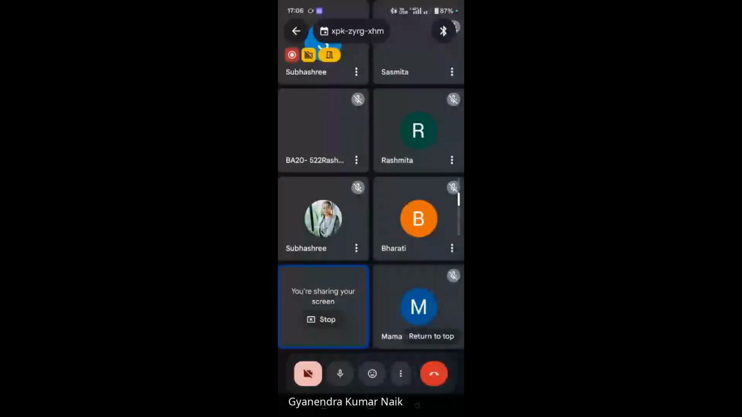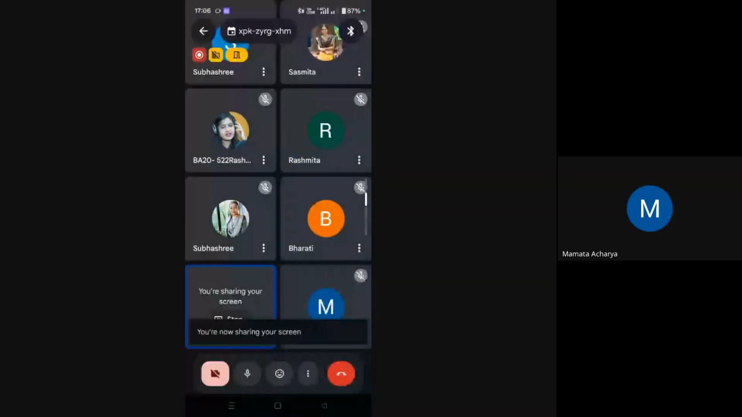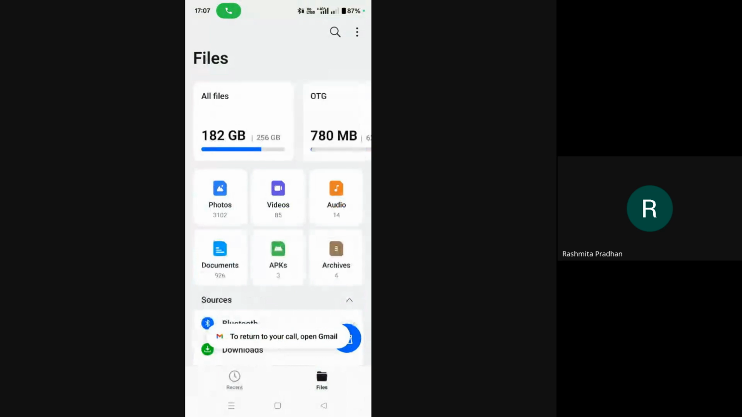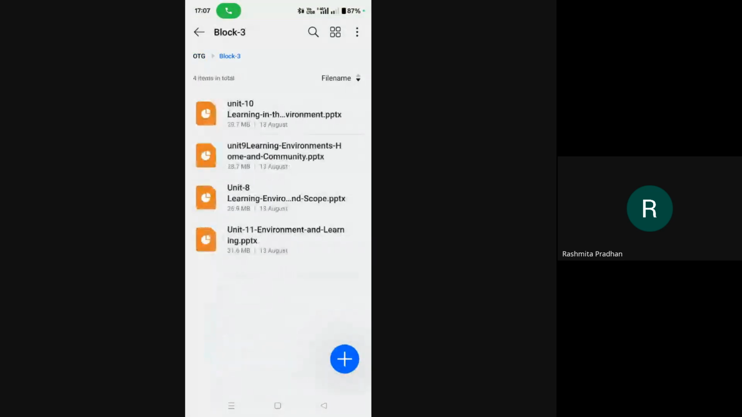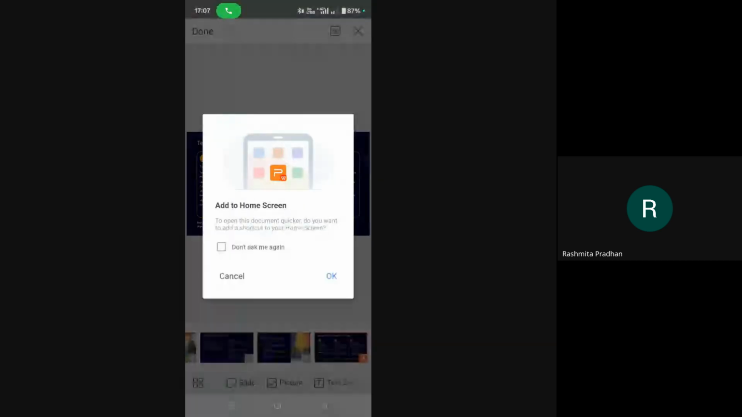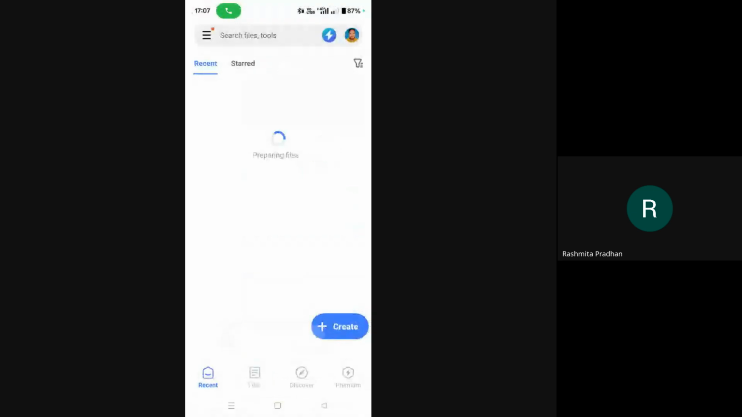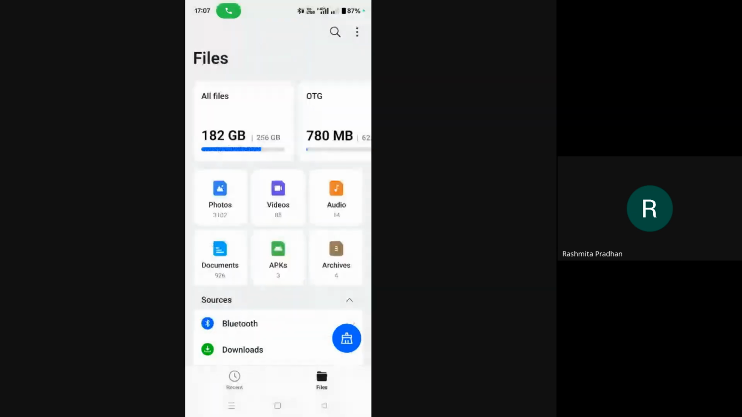So I'm sharing my screen so that we will learn better. Okay, students, can you see my screen? Yes, sir. Okay. So let us go for unit number 8. So this is about the meaning and scope of learning environment. Just a minute.